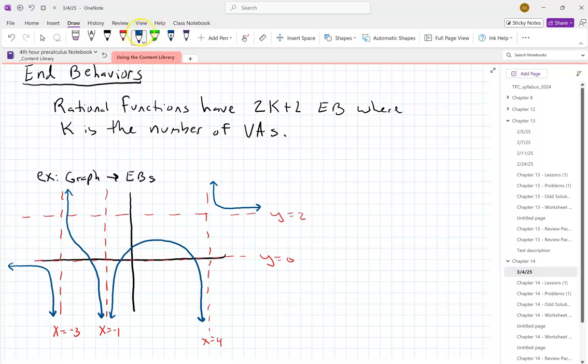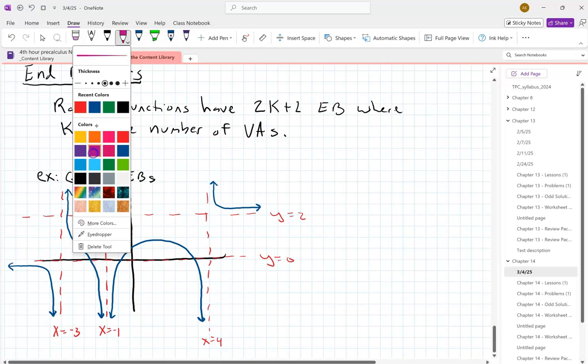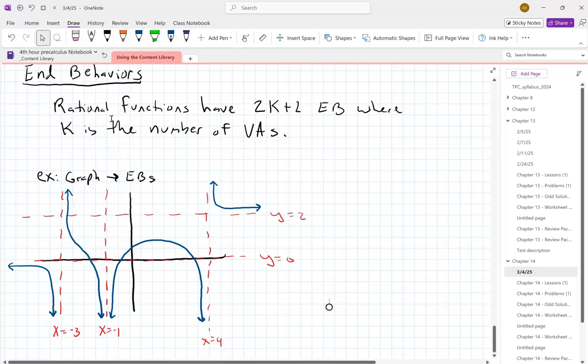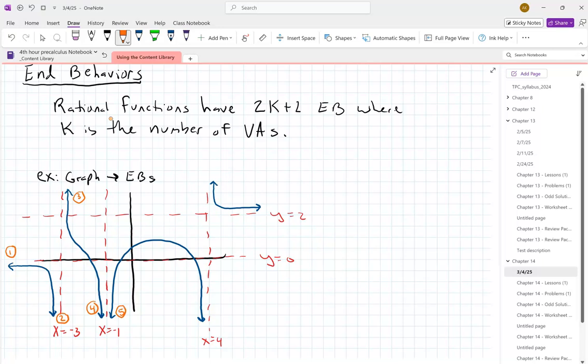So let's say that we have this picture. Now we said there were 8 end behaviors for this function. Those 8 end behaviors are going to correspond to the 8 arrows on our graph. I'm going to have one end behavior for each arrow. Is everybody okay with that?